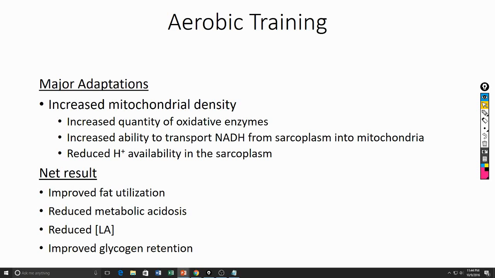So you're dropping the amount of hydrogen, which is also making you less acidic, and it means that you're going to have a harder time having a systemic acidosis. Essentially, you won't have metabolic fatigue in that sense. So, yeah, net result from all this, you can burn fat more readily, you reduce metabolic acidosis, you reduce lactic acid concentrations, and helps you to maintain glycogen for longer, which allows you to work at a higher intensity for longer.